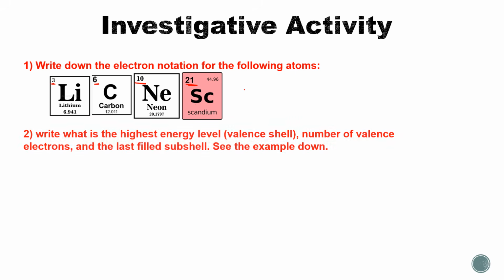And after you write that, I want you to write the highest energy level, which is the valence shell or valence energy level, the highest n, right? And then the number of valence electrons, which we discussed in module 4 lesson 3, and the last filled subshell or sublevel. Okay, what do I mean by this? Let's see an example.